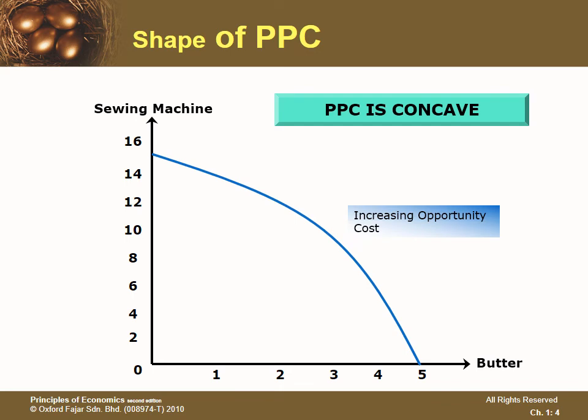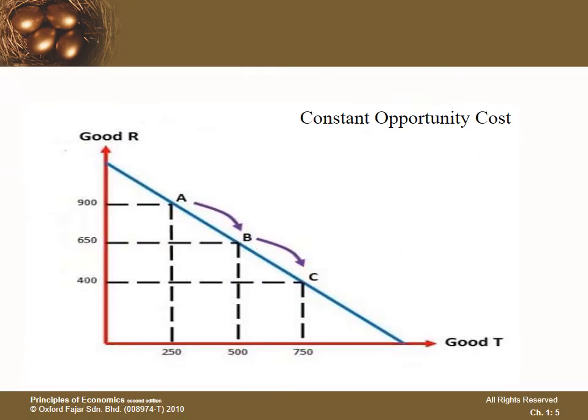Then we move to PPC. This one is concave, with increasing opportunity cost. Before this, I have already explained why it is increasing opportunity cost: for every one additional butter you want to produce, you have to give up more sewing machines. That's why we say that it is increasing opportunity cost. And this is constant opportunity cost, which is different from increasing opportunity cost. Why do I say that?